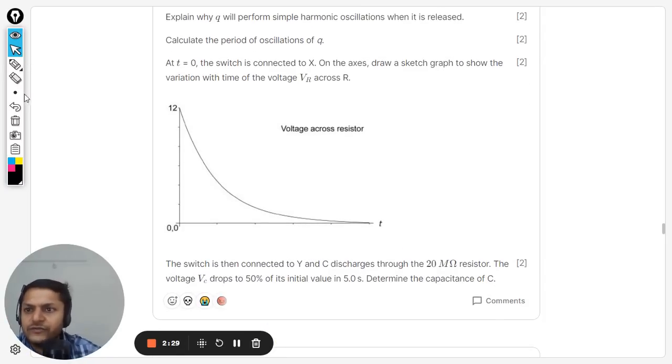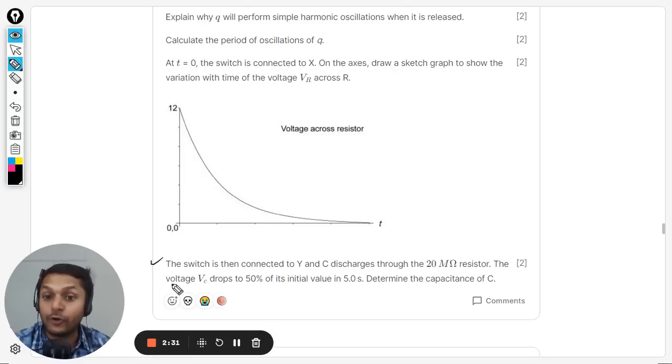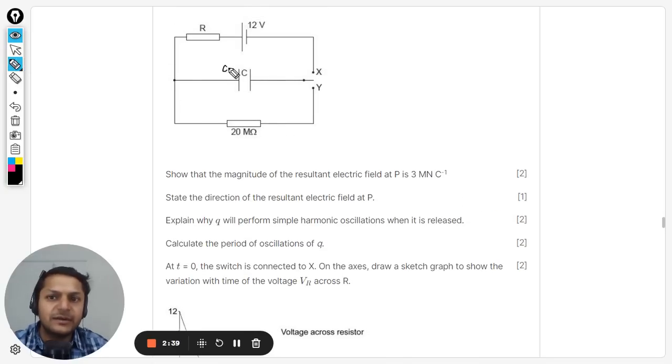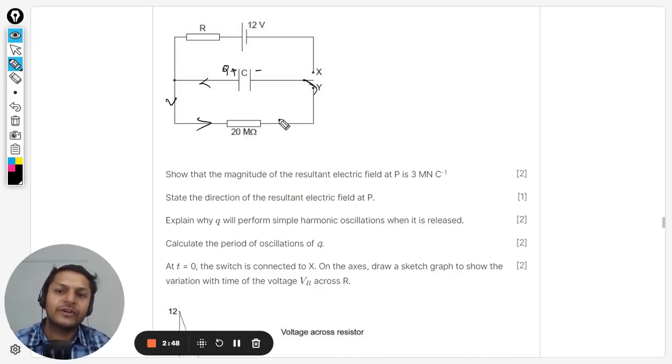Moving to the next question, which is the last question for this very long question. The switch is then connected to Y and C is discharging. So now coming back to the circuit, the capacitor is completely charged. This is positive, this is negative. Now it is connected with Y. Obviously this capacitor will start acting like a battery and current will start moving like this. So this process is known as discharging of the capacitor through a resistor.